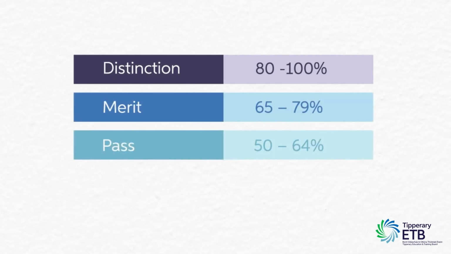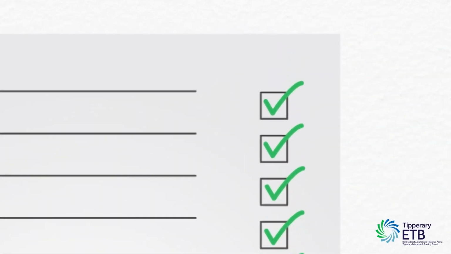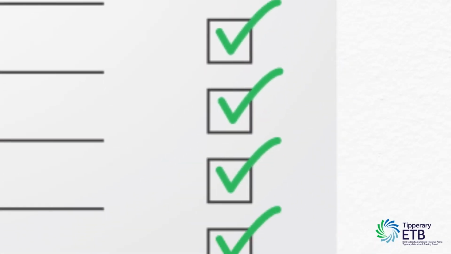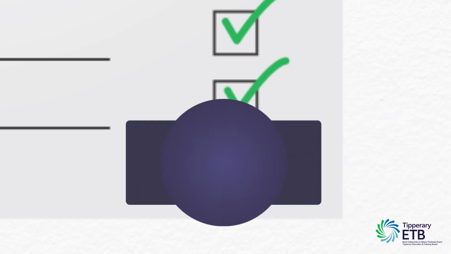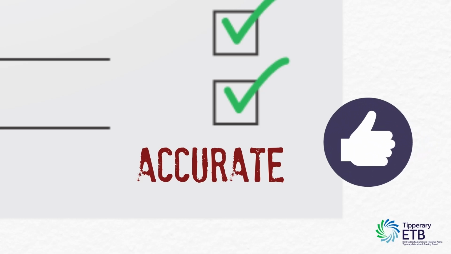Quality checks. After marking, Tipperary ETB conducts a series of checks to ensure that the work you've completed is accurate and is graded accordingly. This includes external confirmation that our process and standards are conducted in line with national quality assurance standards.